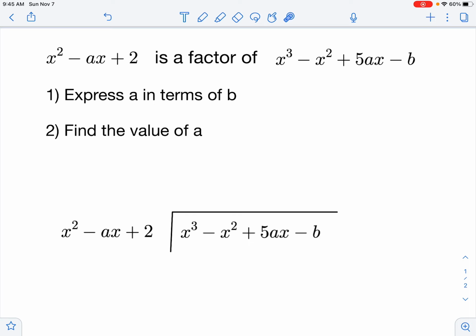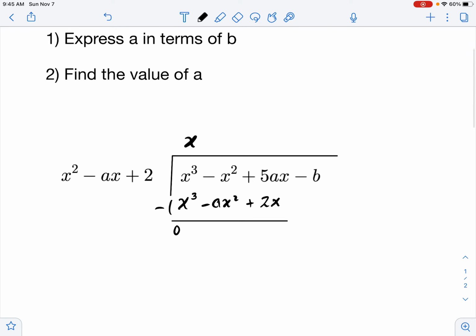Okay, but to start off, we ask ourselves in the normal way, what do we multiply x squared by to get x cubed? And of course the answer here is x. So x times x squared, that's x cubed. x times negative ax is negative ax squared. And then x times 2 is 2x. And now I subtract, and of course I get 0. I have negative x squared minus negative ax squared, so that does a double negative there. So I have negative x squared plus ax squared. And then I have 5ax minus 2x.